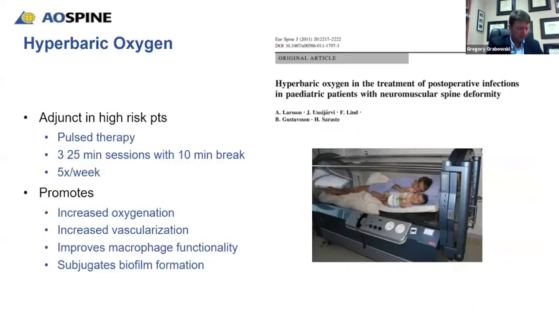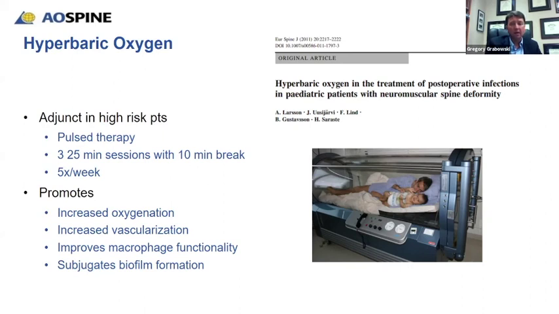The last thing we'll talk about in terms of an adjunctive treatment is hyperbaric oxygen. Again, this is going to be used really only in your really high-risk patients. The article that's cited here is pediatric patients with neuromuscular spinal deformity surgery. And ultimately, the way hyperbaric oxygen works is via pulse therapy with 3 25-minute sessions with 10-minute breaks in between. That's done 5 times per week for a number of weeks in the setting of the acute postoperative IND period.